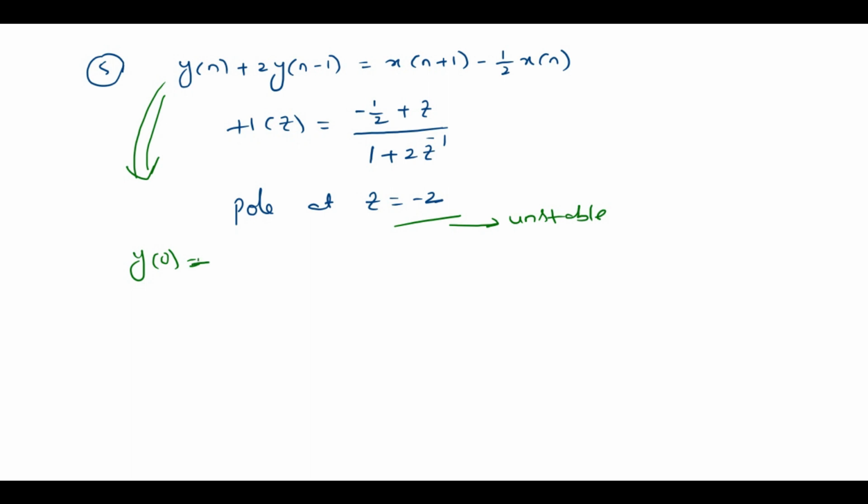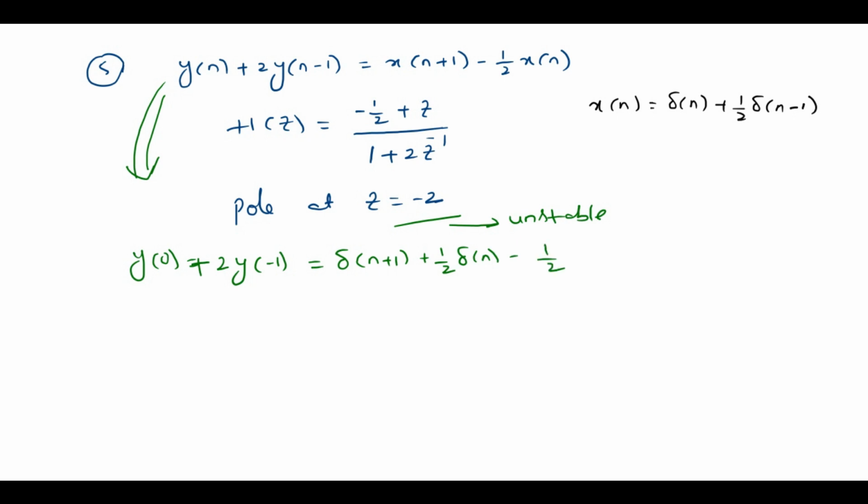y[0] + 2y[-1] = x[n+1] - 1/2 x[n]. Given x[n] = δ[n] + 1/2 δ[n-1], x[n+1] is δ[n+1] + 1/2 δ[n], and subtracting 1/2 x[n] gives δ[n] - 1/4 δ[n-1]. So you will get the y[0] value 0.